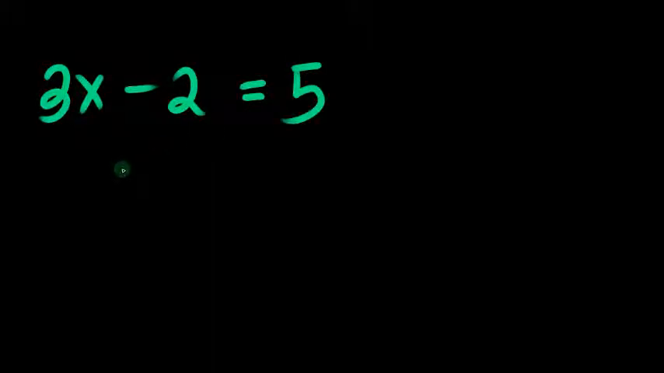So we have here example number 2. We have 3x minus 2 equals 5. In this example, as you can see, we have a new number beside x, the positive 3 actually.